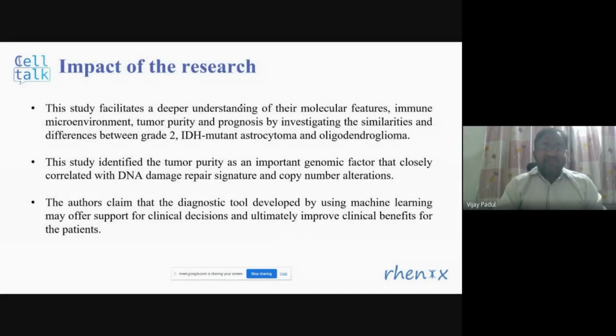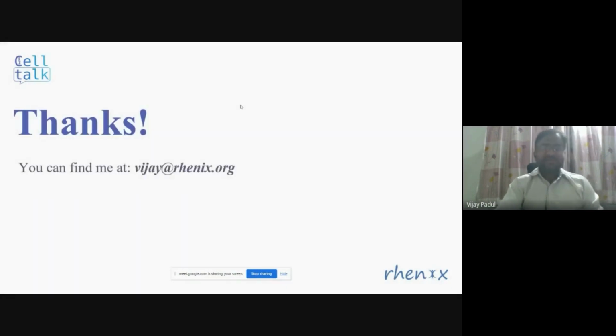Coming to the impact of the research, the study facilitates a deeper understanding of molecular features, tumor microenvironment, tumor purity, and prognosis in grade 2 IDH mutant astrocytoma and oligodendroglioma histological subtypes. Then, the study identified tumor purity as an important genomic factor, which closely correlates with the DNA damage repair signature and copy number alterations. Finally, the authors claim that the diagnostic tool that they have developed by using a machine learning approach and different molecular signatures will support clinical decision making, and it will help to improve the clinical benefits for the patients. That's it. Thank you.